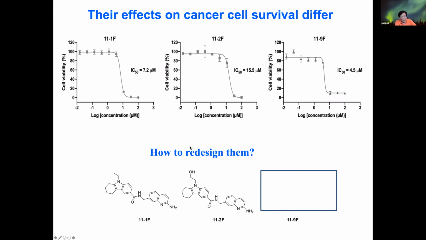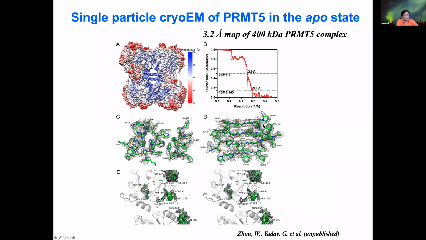So our main question is how to redesign them so that we can enhance the efficacy in the cancer cells. This is the cancer cell survival assay. To do that, we need the structures. So we did two structures. Shown here is the first one, which is the enzyme in the apo state.